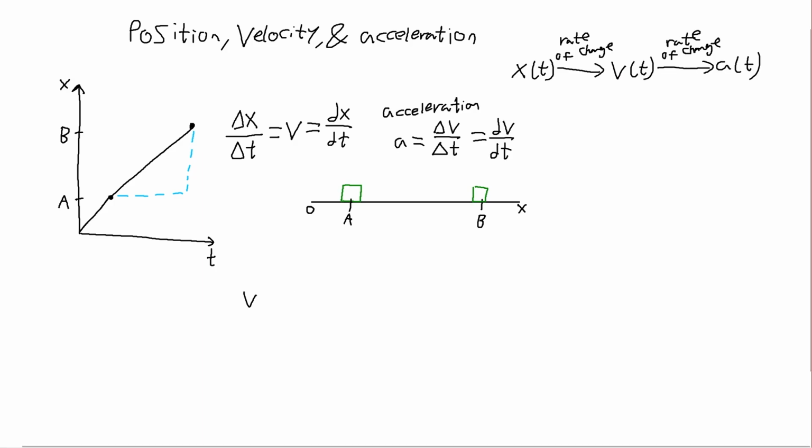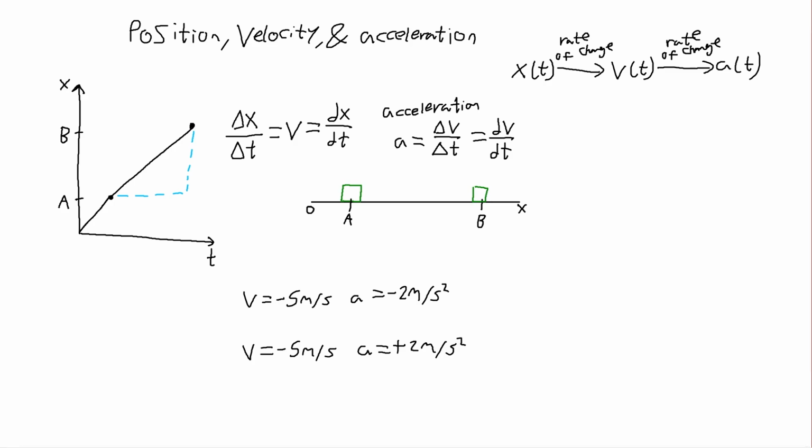Say you have a velocity of -5 meters a second, but then you also have an acceleration of -2 meters a second squared. Since your velocity and acceleration are in the same direction, or they're both negative, that means your speed is increasing. What if the velocity was still -5 meters a second, but in this case the acceleration was +2 meters a second squared? Since their signs, or their directions, are opposite, now the speed is decreasing.